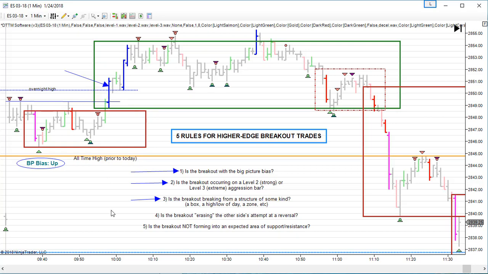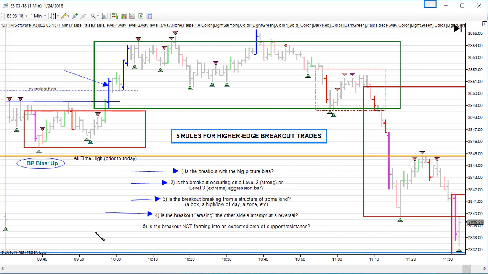Okay, is this breakout erasing the other side's attempt at a reversal? Well, actually, it is, because we had this selling box that came in earlier here, and then the high of that selling box got tested, and we had what we call a box rejection, and then selling came back in. So this is an attempt by the buyers to break out. The sellers stopped it in its tracks and sent it down. This is what we call a box rejection. It's taking out that box rejection over here. So it's taking out the other side's attempt to move in the opposite direction.